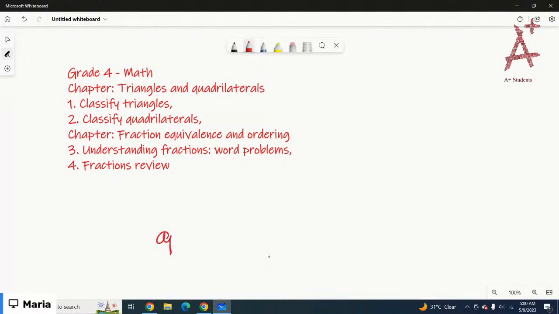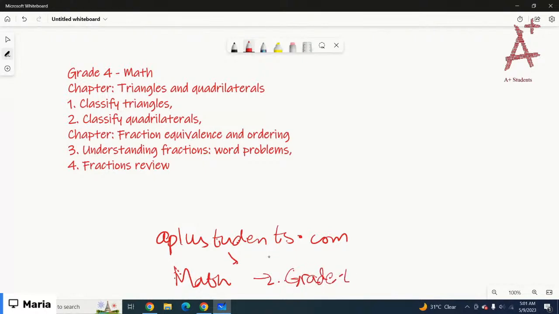You can find all the lessons on aplusstudents.com. You have to log in there using your email address, and the password is provided by the administrator. Then you have to select math from the subject tab. Scroll down to grade 4 and then click on view all lessons. There you can find a list of the chapters.